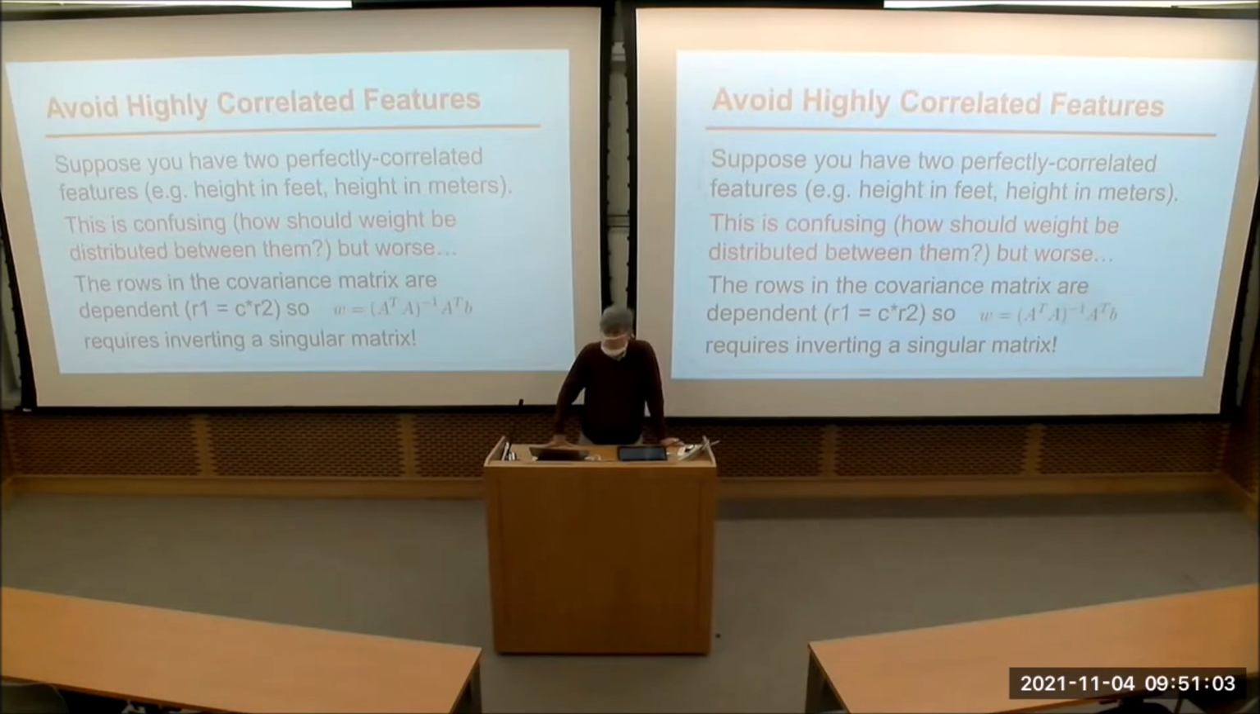Now everybody knows that you can convert between meters and feet by multiplying by a constant. A meter is something like 3.1 feet. So having these two features doesn't provide any more information than one of them. So you certainly don't need both of them in the model. But what's maybe less clear is that having these two perfectly correlated features can be damaging, as well as just not informative.